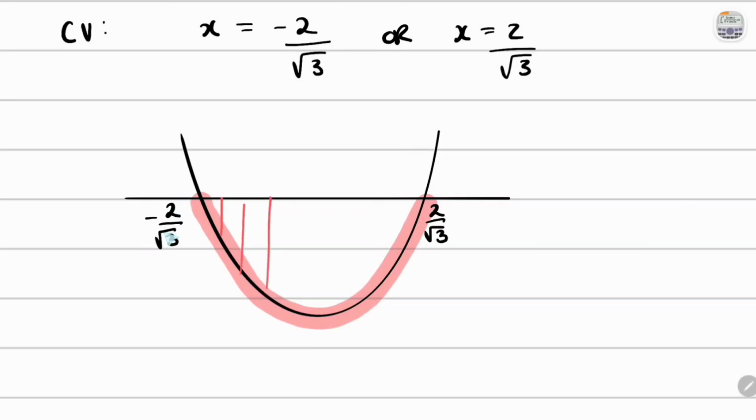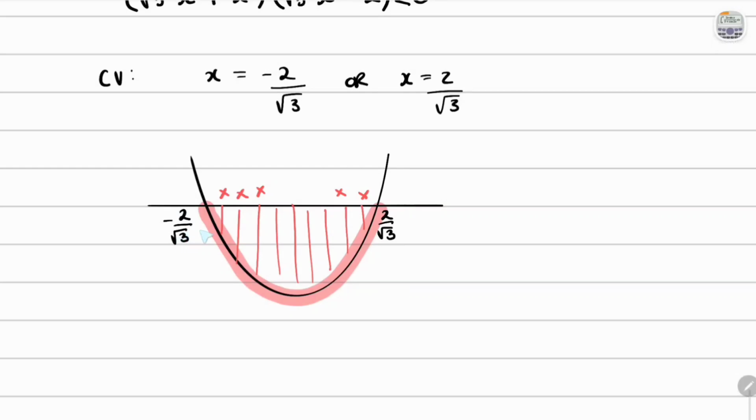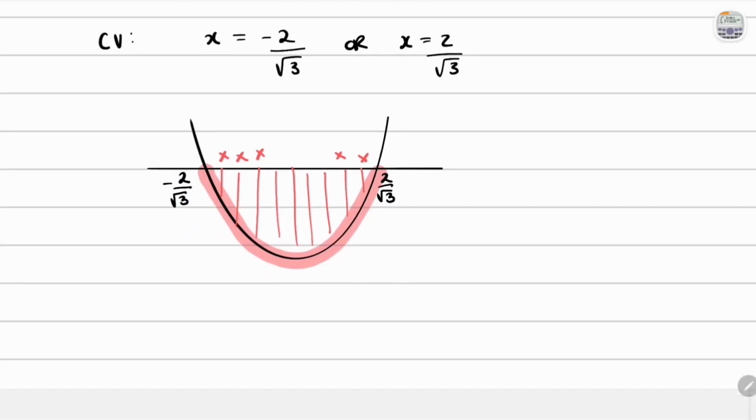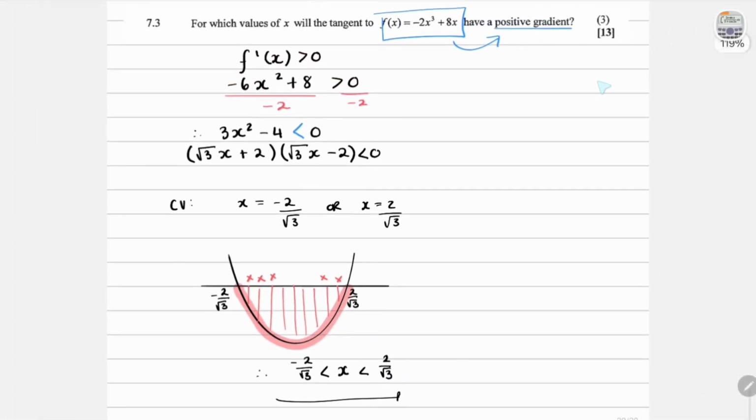So relative to negative 2 over square root 3, these are values that are moving to the right of it. So these are values that are greater than negative 2 over square root 3. But over here, do you see that these are values that lie on the left-hand side of 2 over root 3? So they are greater than negative 2 over root 3, but less than 2 over root 3. So our answer finally is x is just greater than negative 2 over root 3, but less than 2 over root 3. And that is our answer.